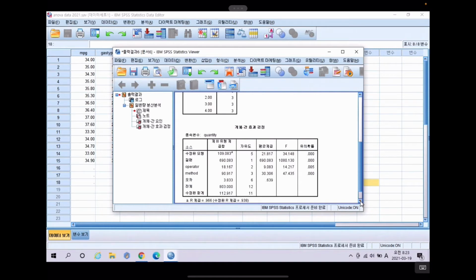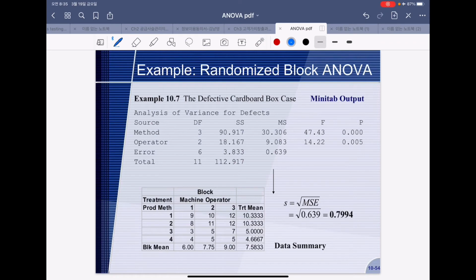All right, let's go back to the PowerPoint. We are back to the PowerPoint. So let us try to interpret these results. In this case, we have two p-values, one for the method and the other one for the operator. So let's try to understand these things. We had four methods.